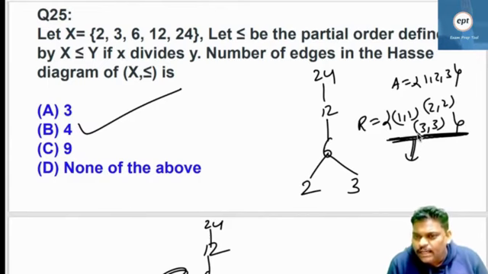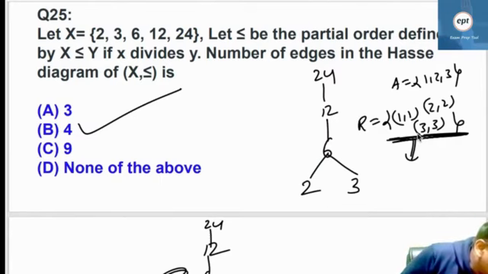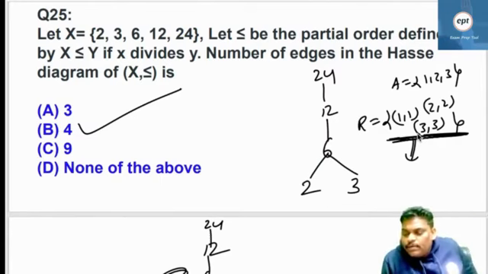Oh, you said irreflexive. Yeah, let me see. J, I think your answer may be right. Let me verify once again. R is equal to {(1,1), (2,2), (3,3)}. You are saying that it is symmetric also and transitive also. Symmetric and transitive.